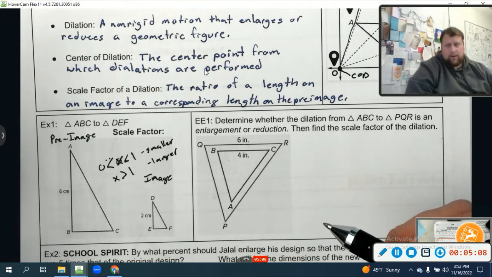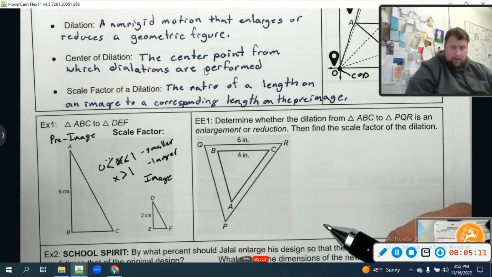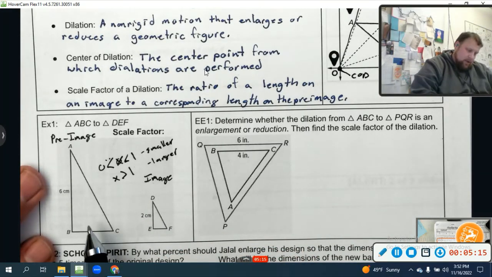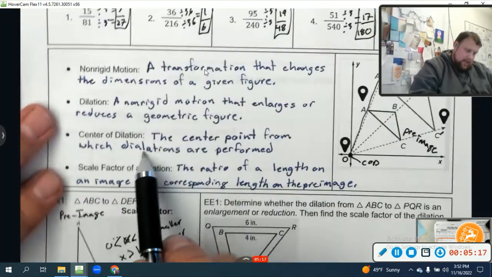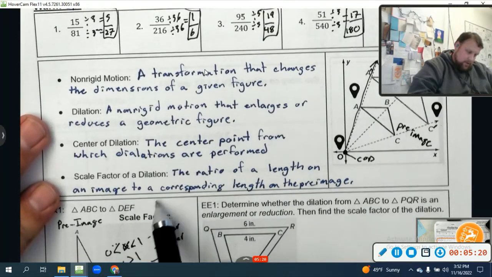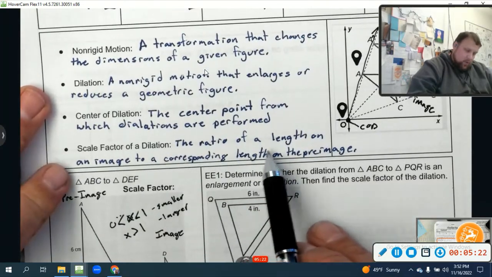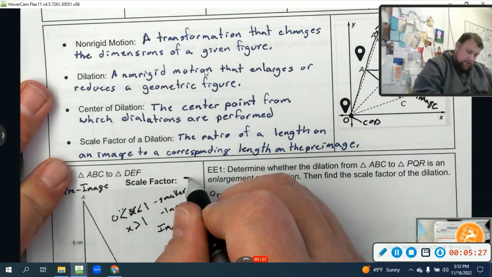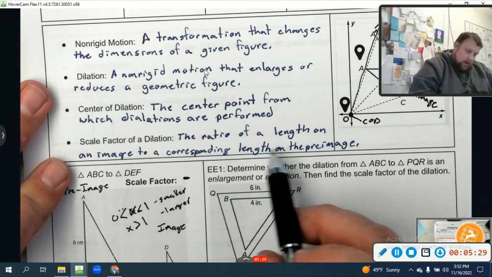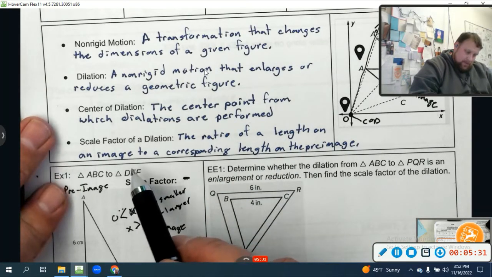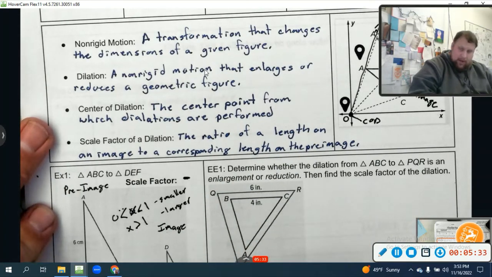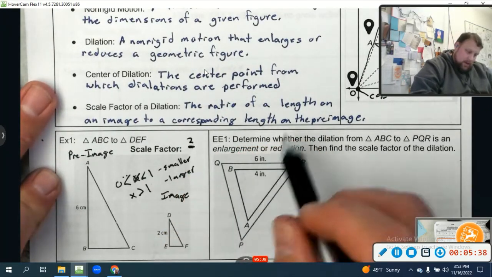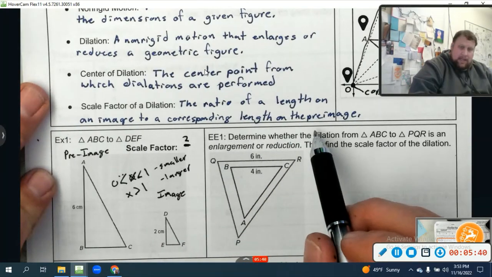We don't really use 1 or 0 because 1 just keeps it the same and 0 makes it nothing. Okay, so let's look at this. Remember, what does it say? It says the dilation, or scale factor of a dilation, is the ratio, so we're going to set out a fraction bar right here, of a length on the image. So remember, this is the image right here. It's what we just did. The length on the image is 2, to the corresponding length on the preimage.